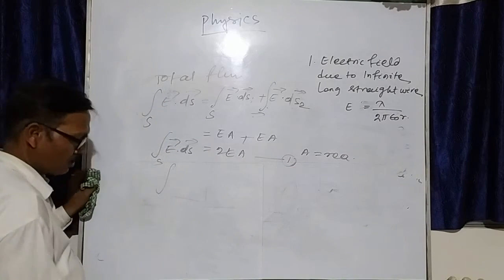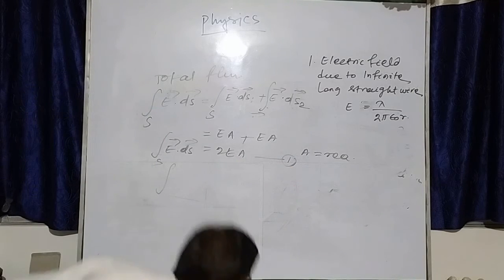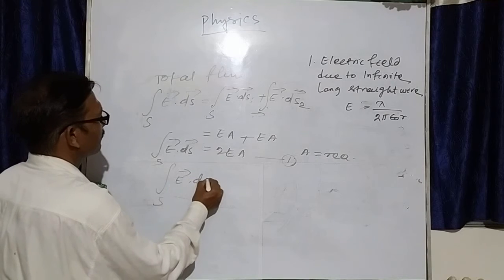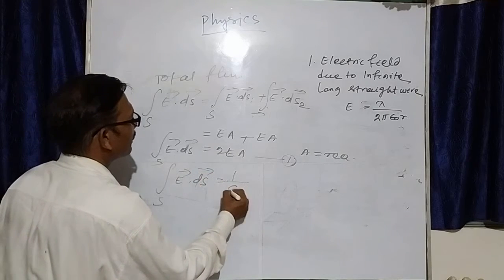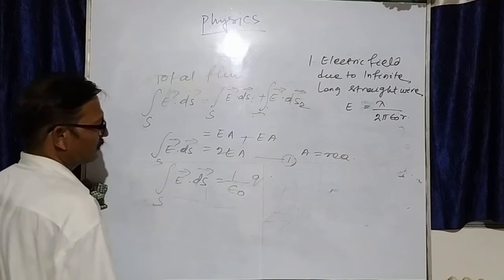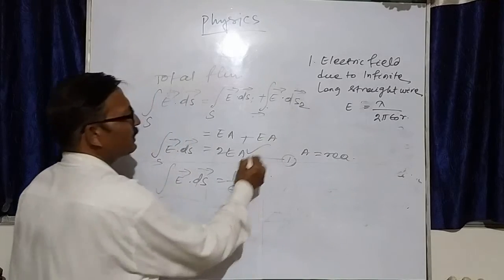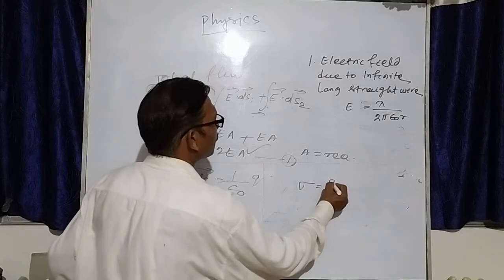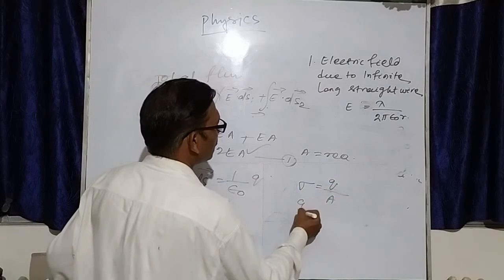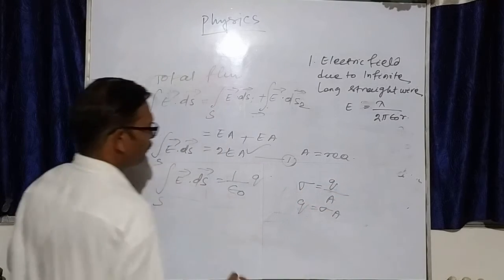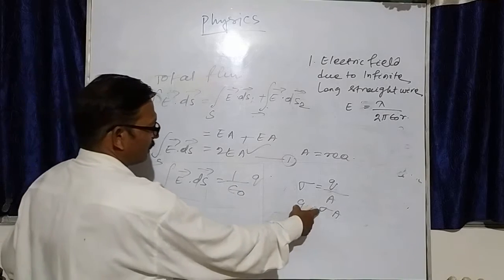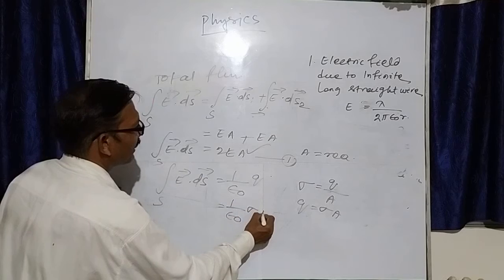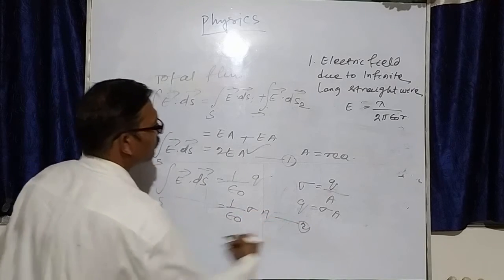But from Gauss theorem, E dot ds total flux is equal to 1 by epsilon 0 times total charge. Surface charge density sigma is equal to Q by A, so Q is equal to sigma A. You put sigma A in place of the charge. This is equal to 1 by epsilon 0 sigma A. This is equation 2.